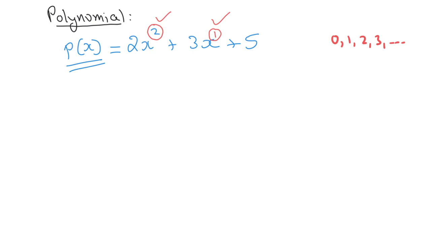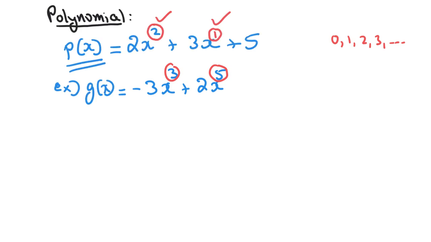Okay, quickly now. Minus 3x to the power 3 plus 2x to the power 5. Is this a polynomial? Yes, because all the powers of the variables are whole numbers. Therefore, this is a polynomial. It can be represented as any letter, g of x.